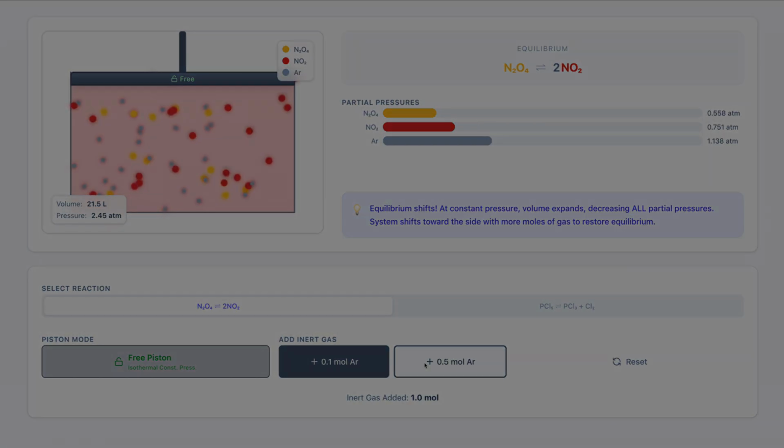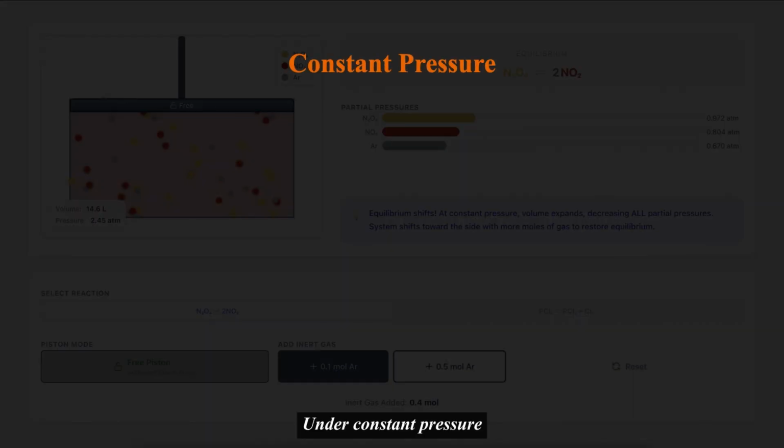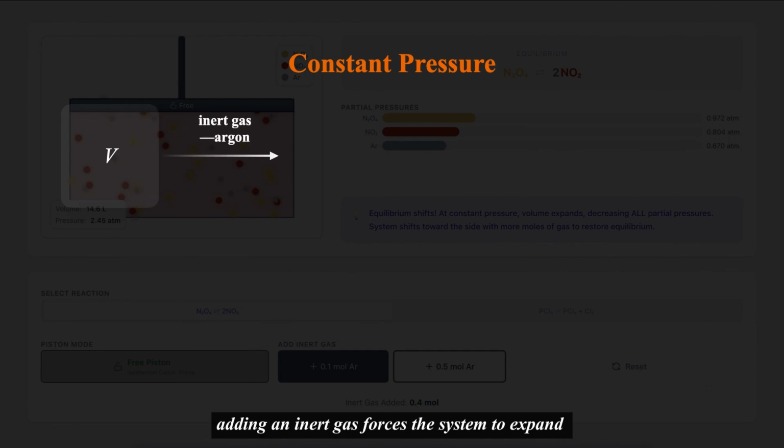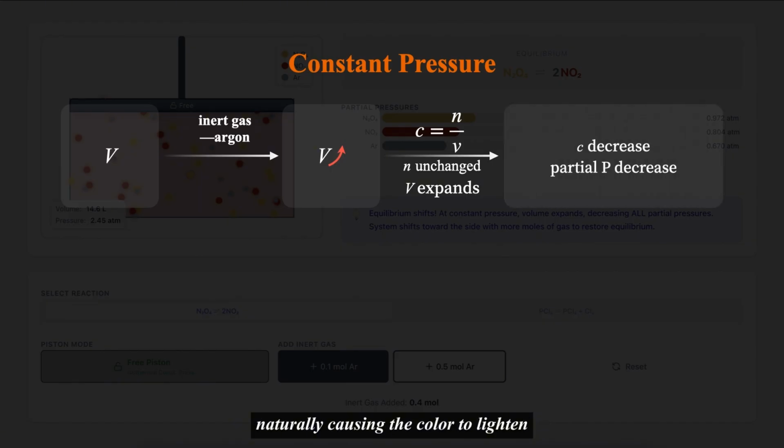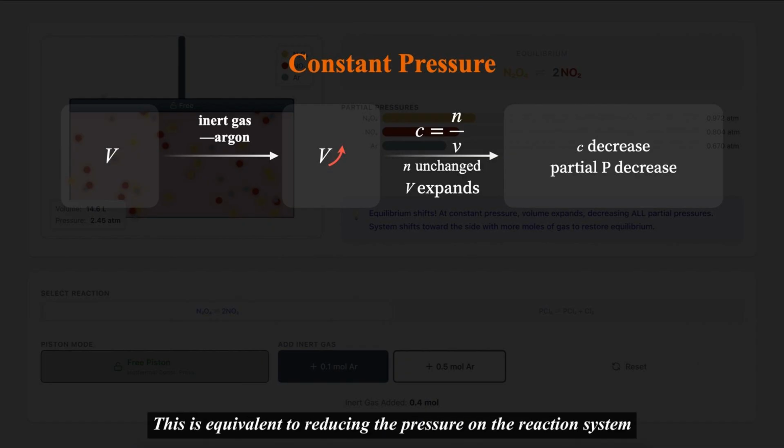Why is this? Under constant pressure, adding an inert gas forces the system to expand in order to maintain the same total pressure. As the volume increases, the concentrations of all gases are diluted, naturally causing the color to lighten and the partial pressures decrease accordingly. This is equivalent to reducing the pressure on the reaction system.